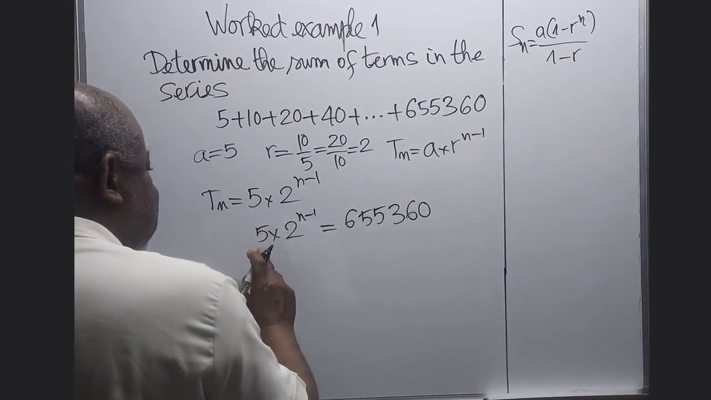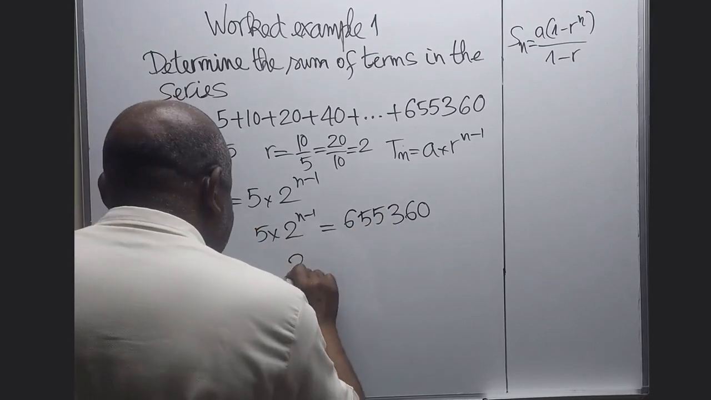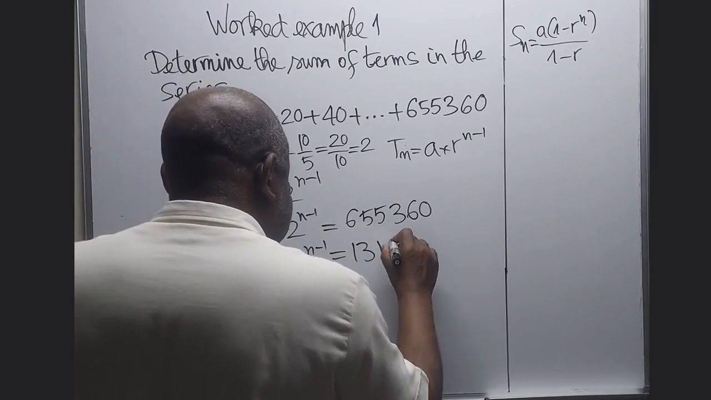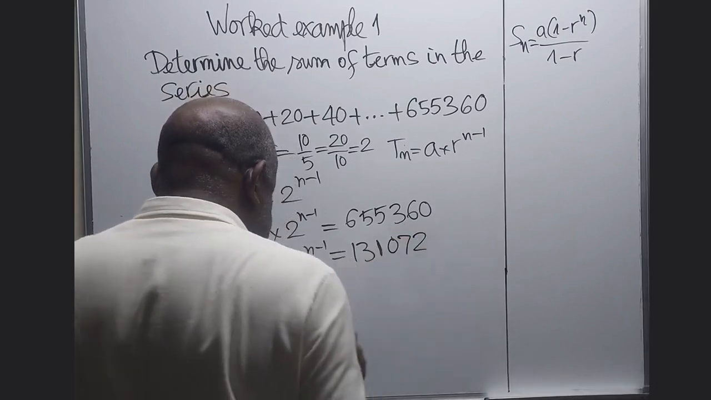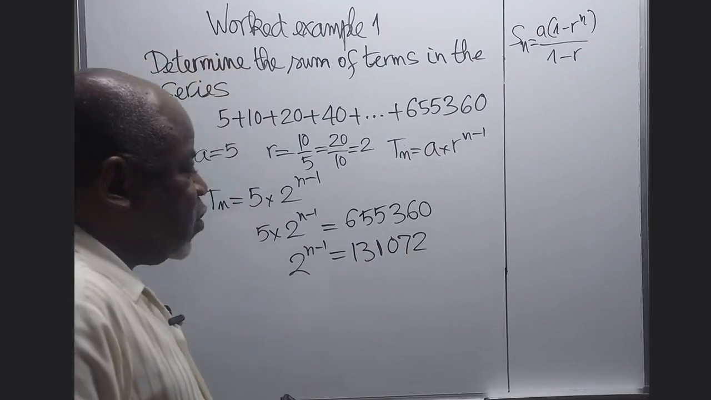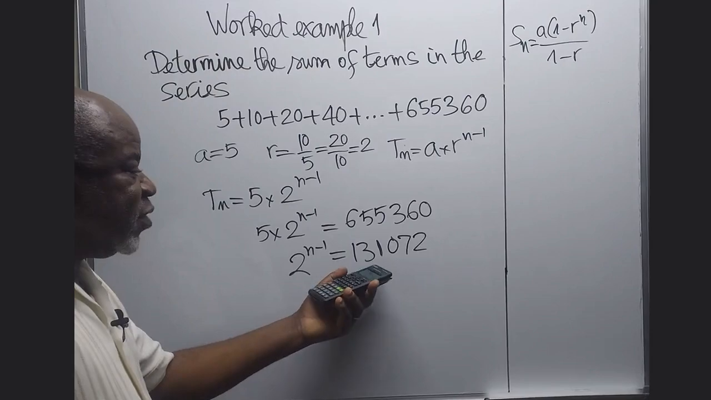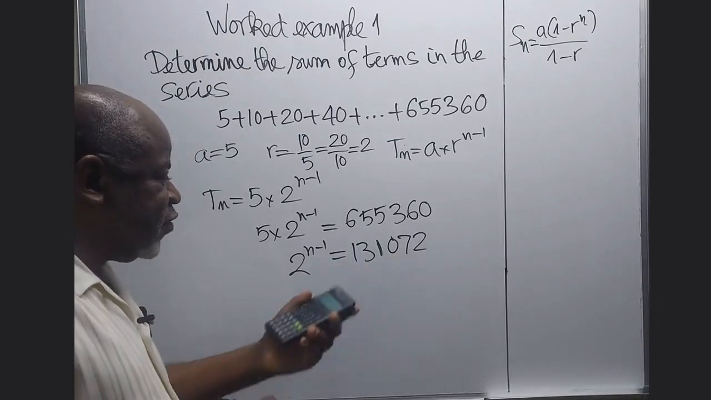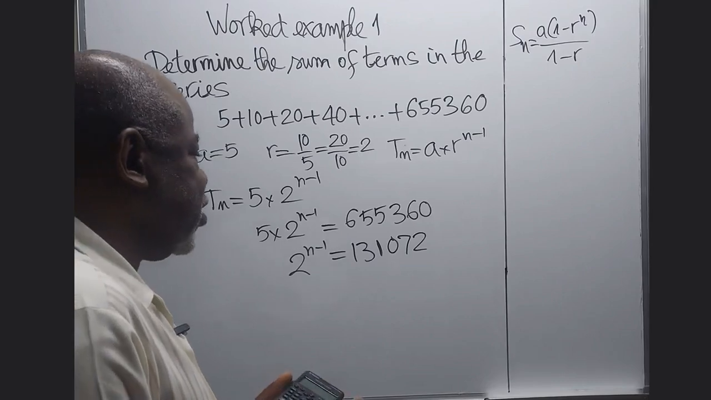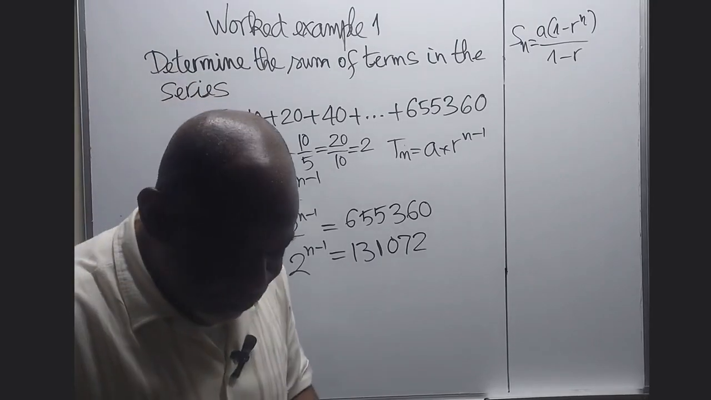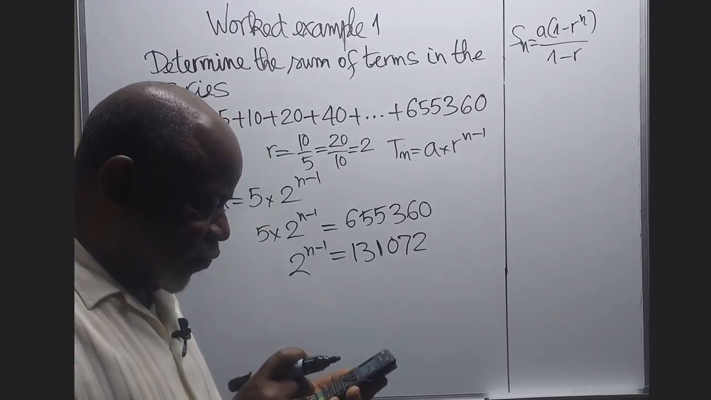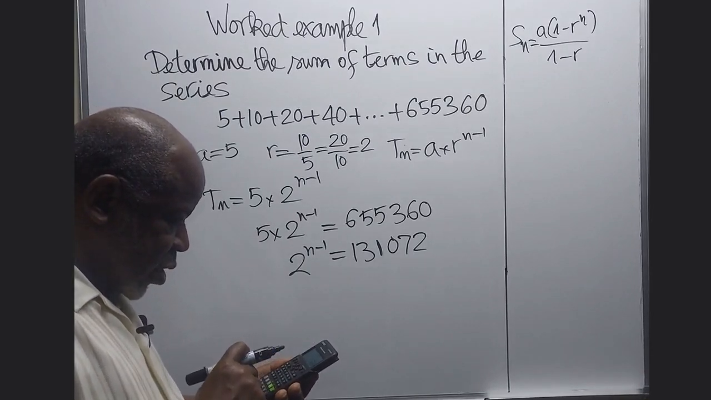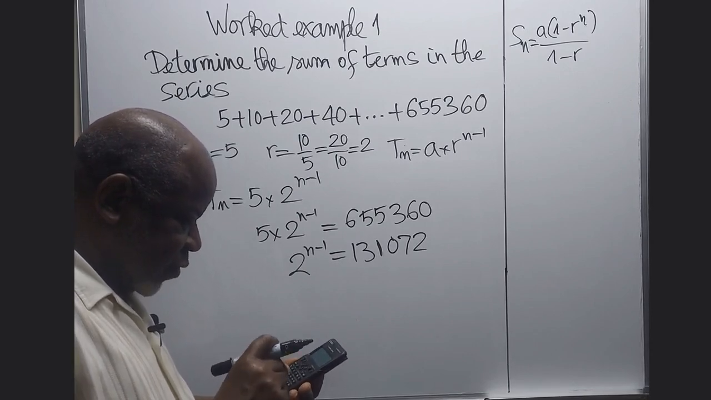So here, dividing by 5 here, divide by 5 here, divide by 5, 2 to the power of n minus 1 will be equal to 131,072. So now, we're going to try and see if this number is a power of 2. Using my calculator, I want to express this number as a power of 2. 131,072. Let's check 2 to the power of 16. Now that one is not working. To the power of 17.